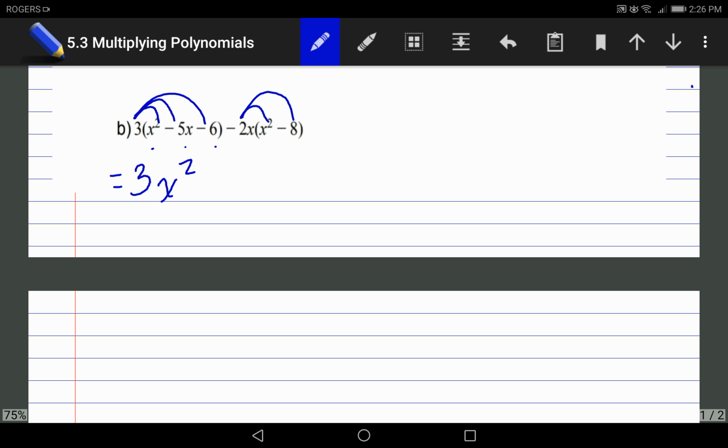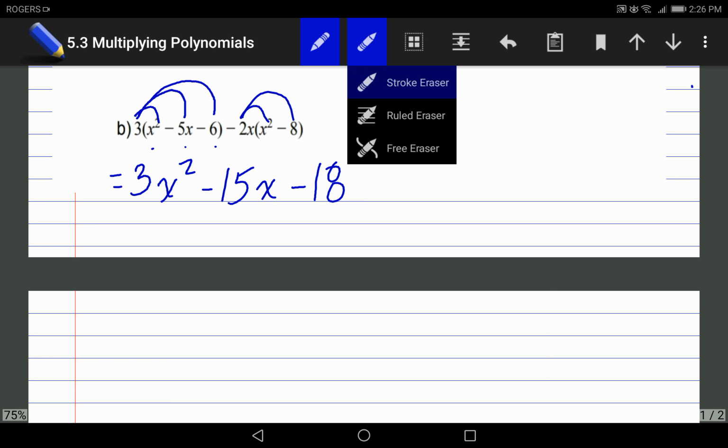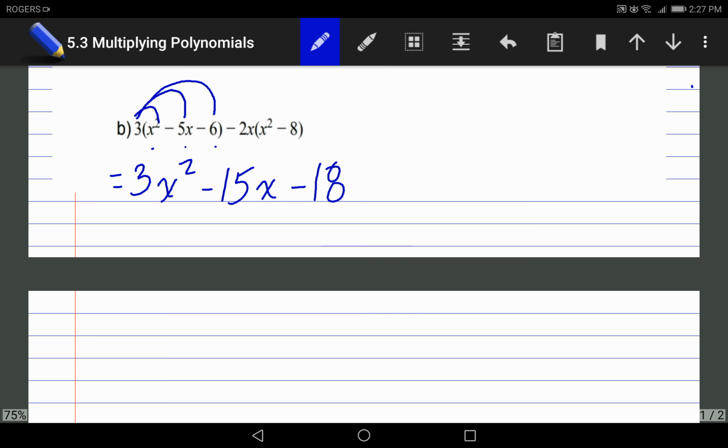3 times negative 5x. Okay, so I just want to write it as I go. 3 times negative 5x is negative 15x, or minus 15x. 3 times negative 6 is negative 18, or minus 18. Okay, so we dropped that first set of brackets because we got rid of the multiplication. Next, to do this question, look at this 2x.